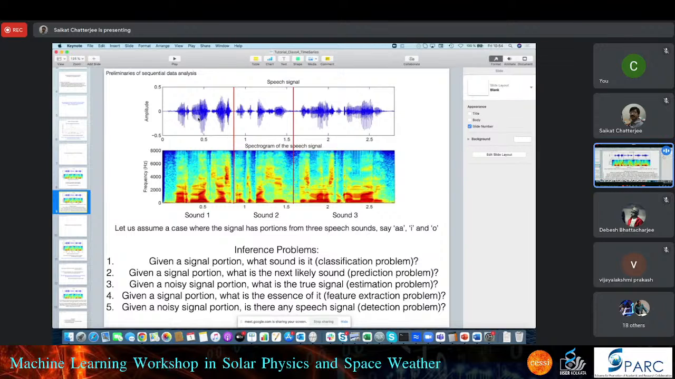That is called the feature extraction problem in our machine learning terminology. So given a signal portion, what is the essence of it? That is the feature extraction problem. You basically figure out where your information is lying, and how to represent that signal such that it can be useful for your task. And please note that the task can be different. For example, classification is one task, prediction is another. So a feature vector found for the classification task may not be useful for the prediction problem. It can happen.